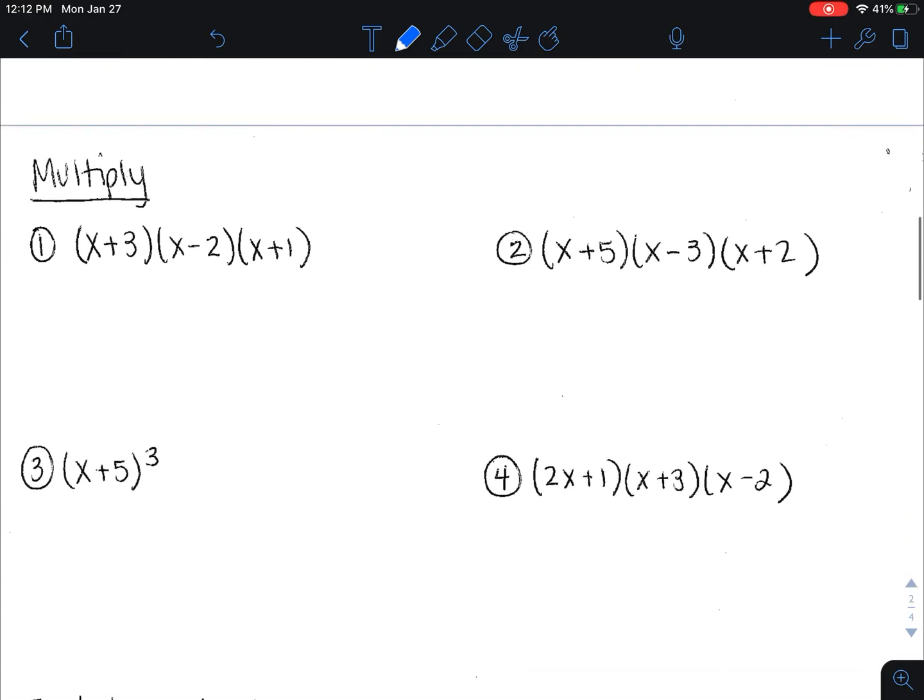All right, and then we talked about our multiplying. Remember, we FOIL the first two terms together first. Once you get an answer, then you multiply by the third term.